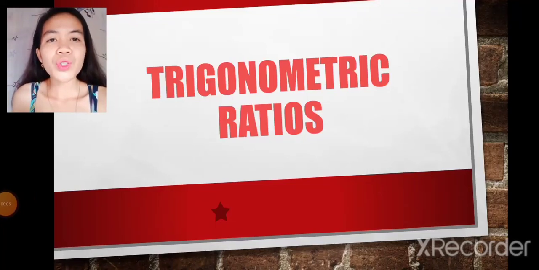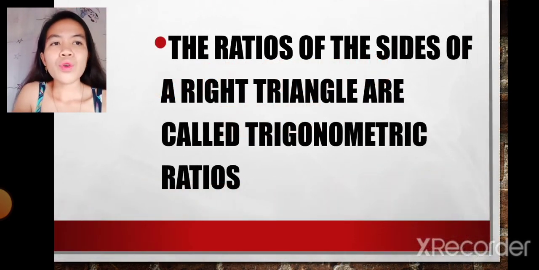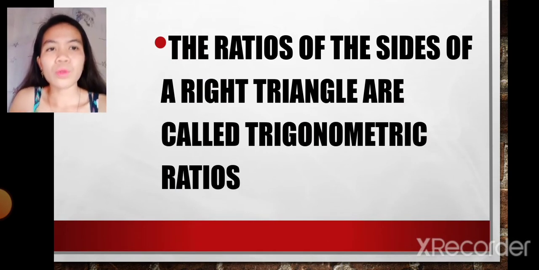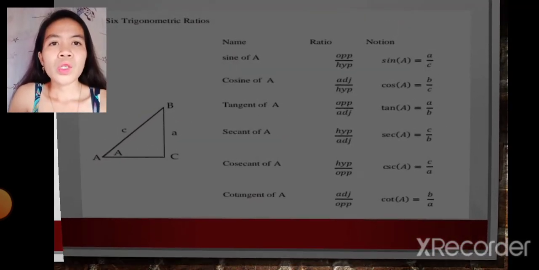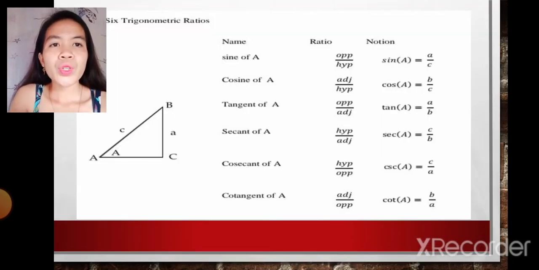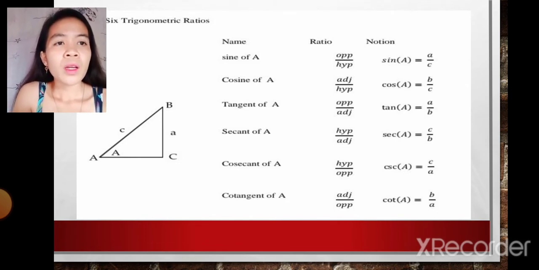Now for this video, I will discuss trigonometric ratios. The ratios of the sides of a right triangle are called trigonometric ratios. So here, the first trigonometric ratio is sin of A. The ratio is opposite over hypotenuse. Then the notation is sin.